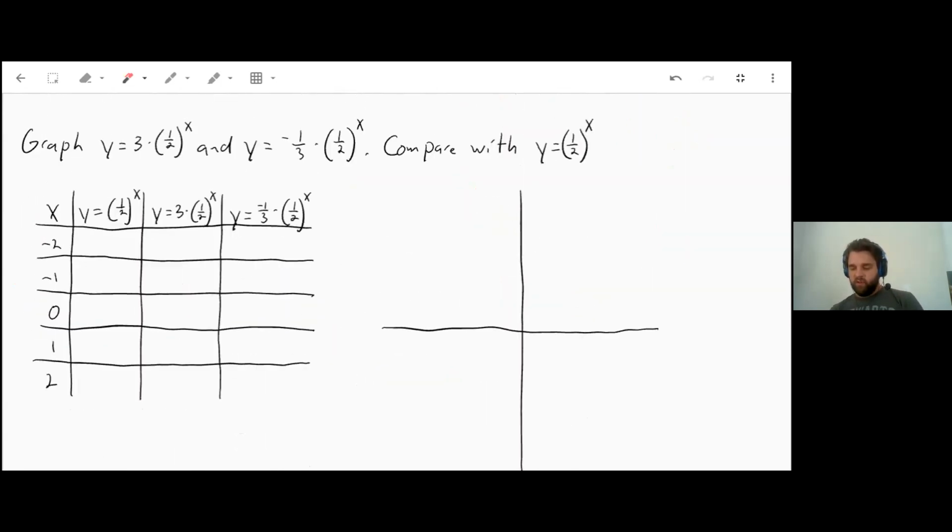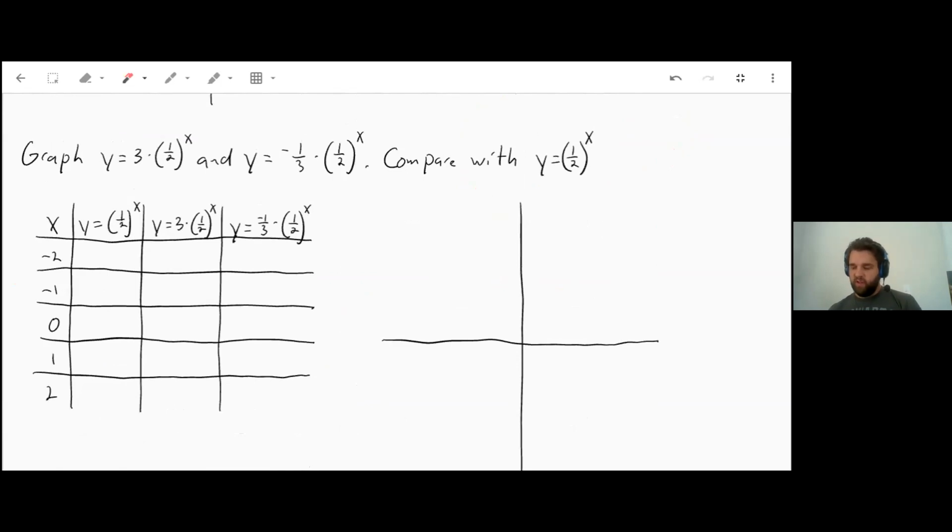And we're going to do a similar situation to the last one. We still know our answers as to what the graph of y equals 1/2 to the x looks like. So it's 4, 2, 1, 1/2, 1/4. Now the difference when we're multiplying by 3 is we do that again at the end.